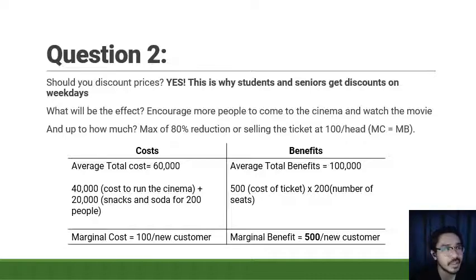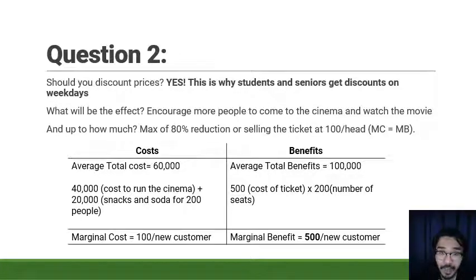So with senior citizens, they generally have more time available to them to watch movies on the weekday, and at the same time, they don't necessarily have as much disposable income as working individuals. So providing them a discount price can actually drive up demand, right? And that sort of jumps into the second question: what will be the effect?